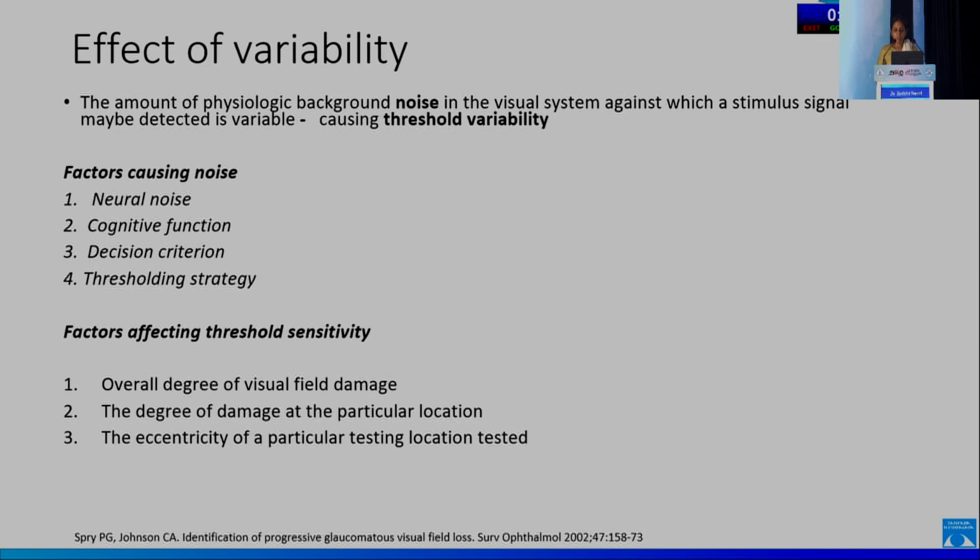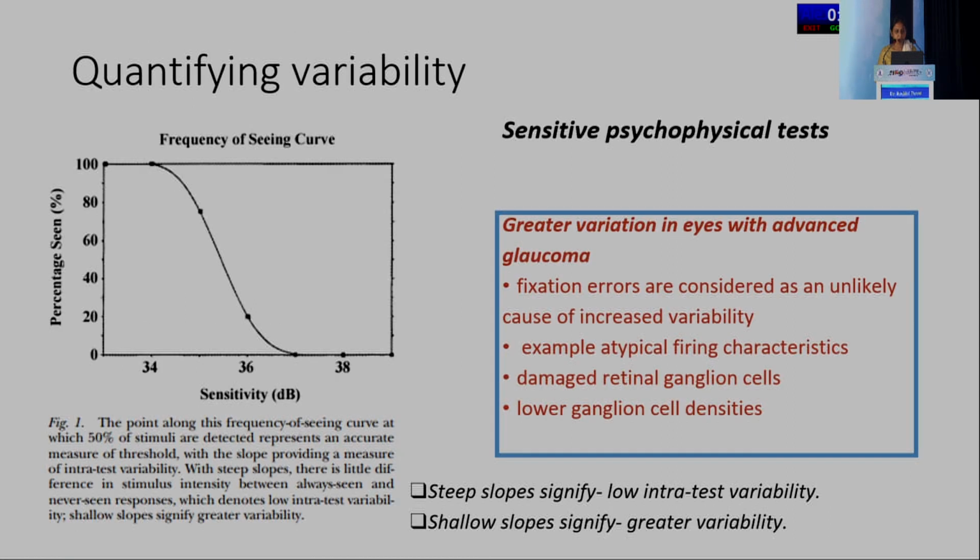Coming on to a bit of background, you have to know a certain terminology, like noise, which is a physiologic background noise in the visual system against which a stimulus signal may be detectable, and is quite variable, causing threshold variability. The factors causing noise are neural noise, cognitive function, decision criteria, and threshold strategy. Other factors which can affect threshold sensitivity are the overall degree of visual field damage, the degree of damage at a particular location, and the eccentricity of the particular testing location.